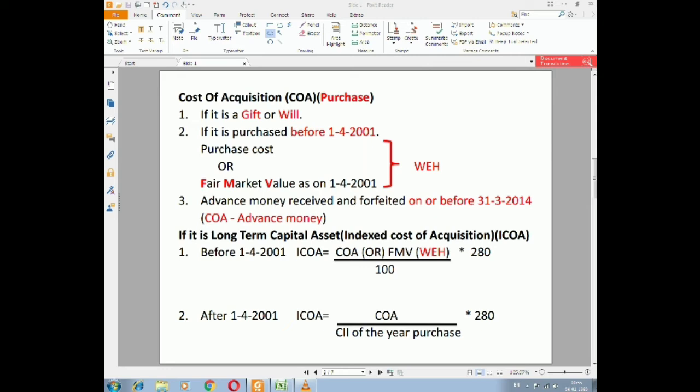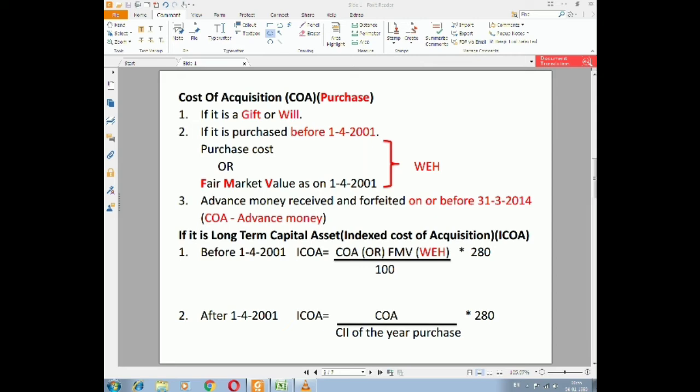If it is before 1/4/2001, in the denominator part, just take 100 and multiply with 280. So 280 is the cost inflation index. So that is the index we are going to apply for the previous year 2018-19. That will be fixed in the formula.